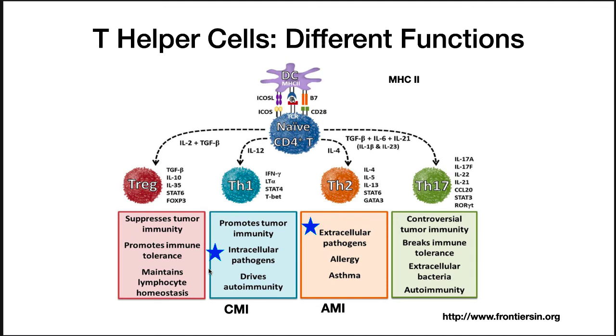So all of this involves T helper cells. If you go and you look, these T helper cells, these CD4 plus cells, will regulate the immune system. They promote tumor immunity, and they get rid of intracellular pathogens. Th1 cells handle cell-mediated immunity, and Th2 cells help in producing antibodies. So these T helper cells are very important in dealing with the immune system.